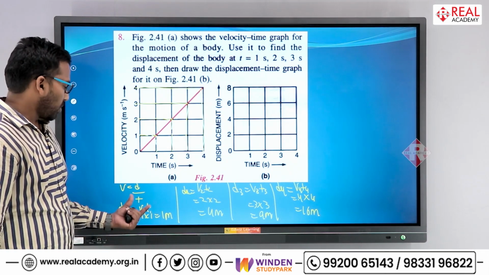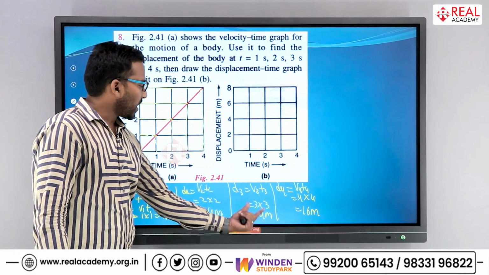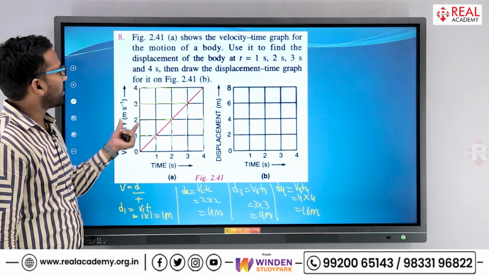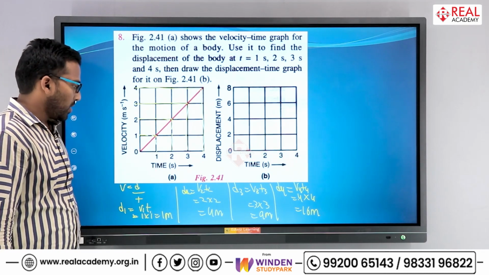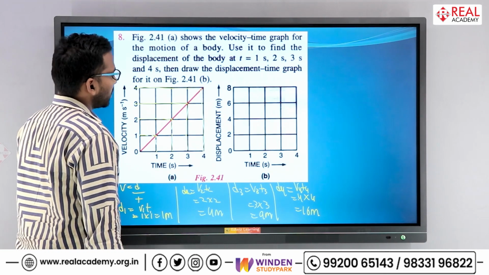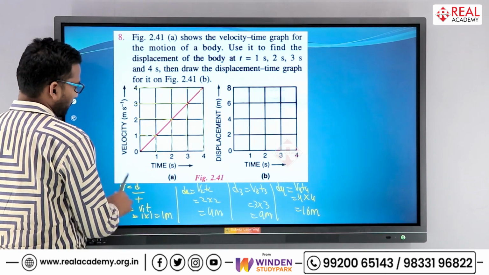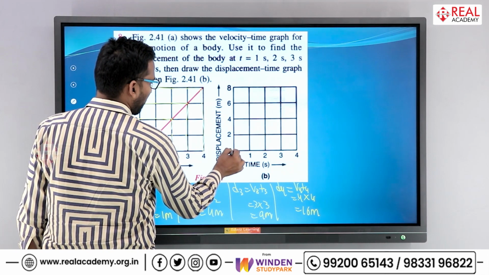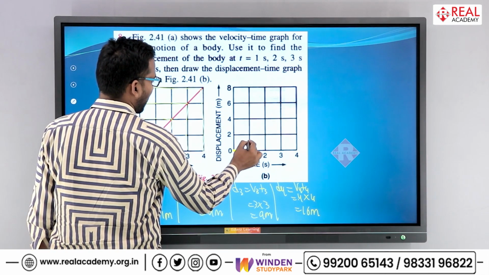Here you can see the displacement is also increasing with respect to velocity. If we are continuously increasing the velocity, the acceleration would be constant, but the displacement is also varying. So how will it vary? Let us plot the graph, time versus displacement graph. For 0 seconds, it will be 0 only. For 1 second, the displacement is 1 meter.